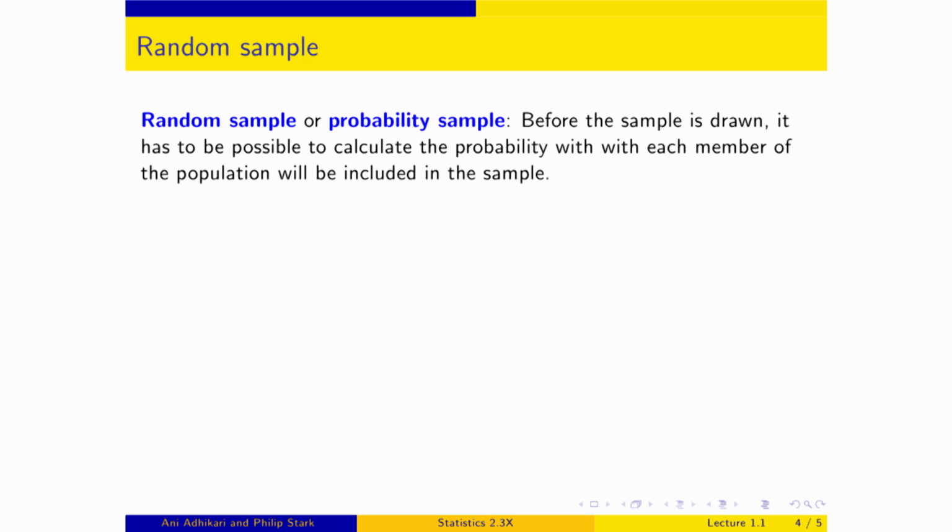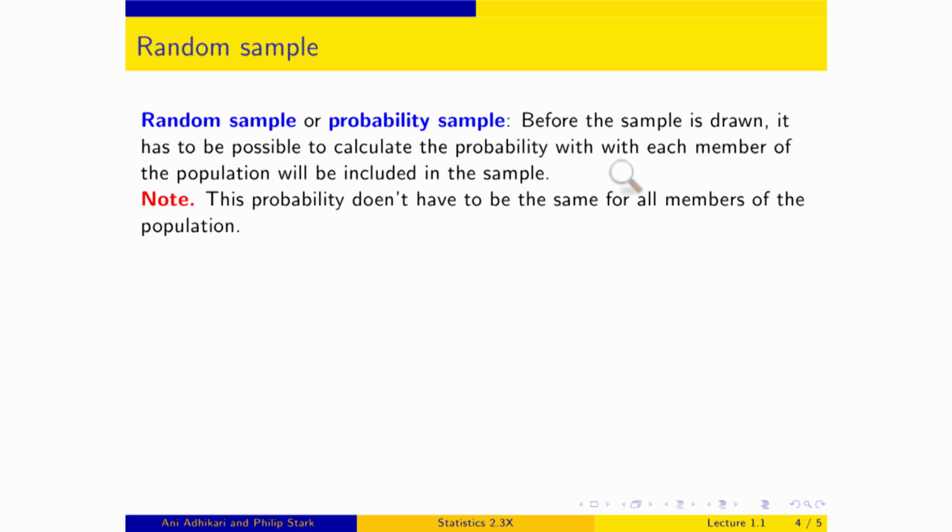Allow Tyche to choose your sample and you'll be in good shape. So what is a random sample? Well, random doesn't mean any old sample. It doesn't just mean a sample you can't predict. It has a very precise meaning. If you're calling your sample a random sample, or equivalently a probability sample, then for every member of your population, you have to be able to say, before you draw the sample, the probability that that member is going to get into your sample.